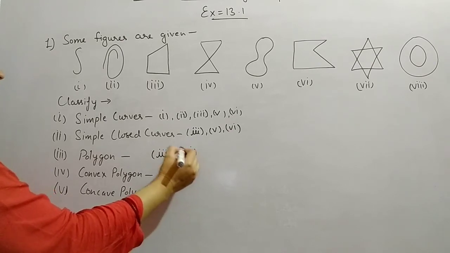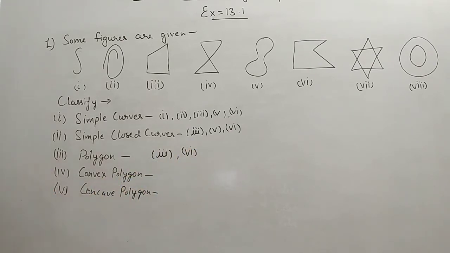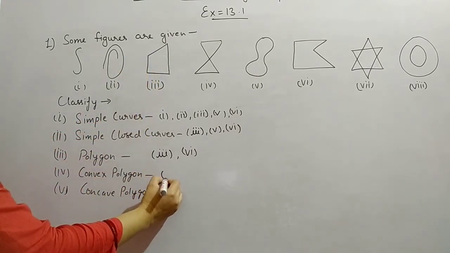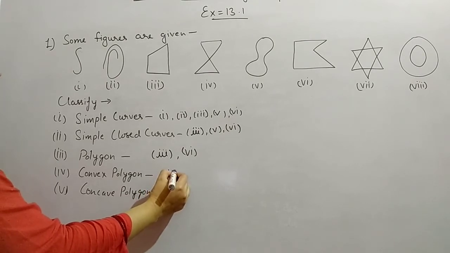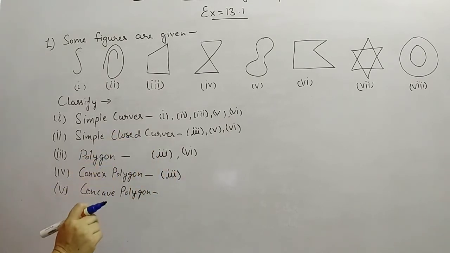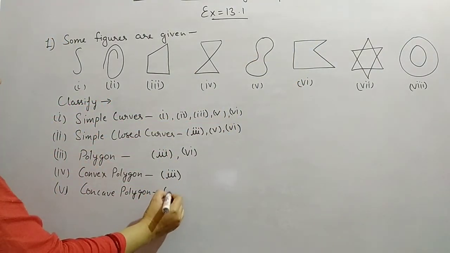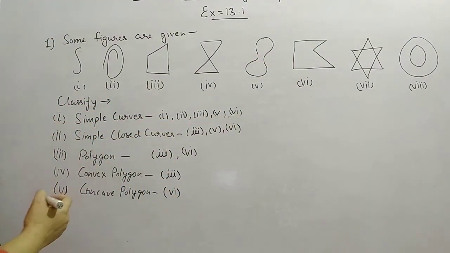Next, under polygon, which is convex? Convex means all the interior angles should be less than 180 degrees. So here the third one is a convex polygon, and concave means any one angle will be more than 180 degrees. So here this angle is more than 180 degrees. The sixth one is a concave polygon.